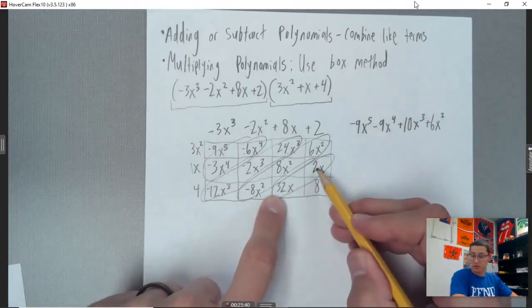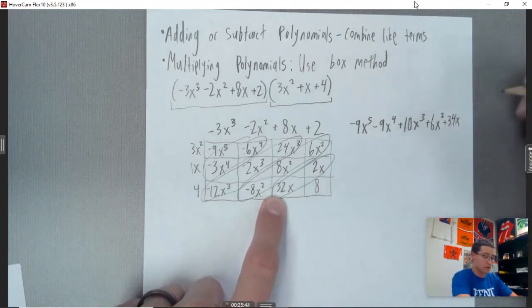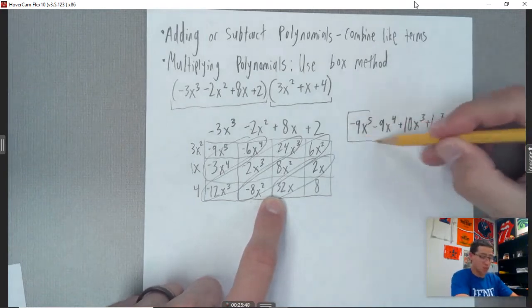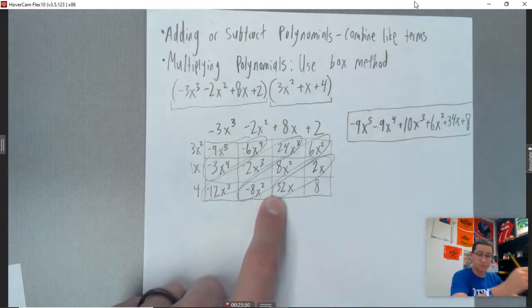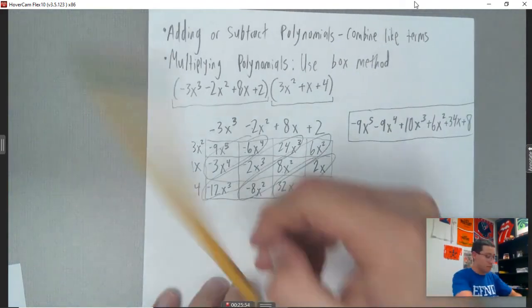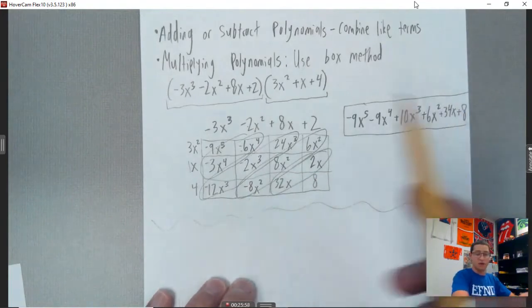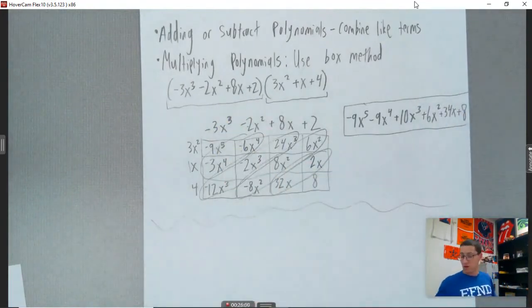32x plus 2x. Okay, so 34x. And save just enough room for that 8. That is your multiplied out polynomial. Okay, continuing on. It's nice to talk about those just because you kind of see where this comes from, right? And we can go back to here.